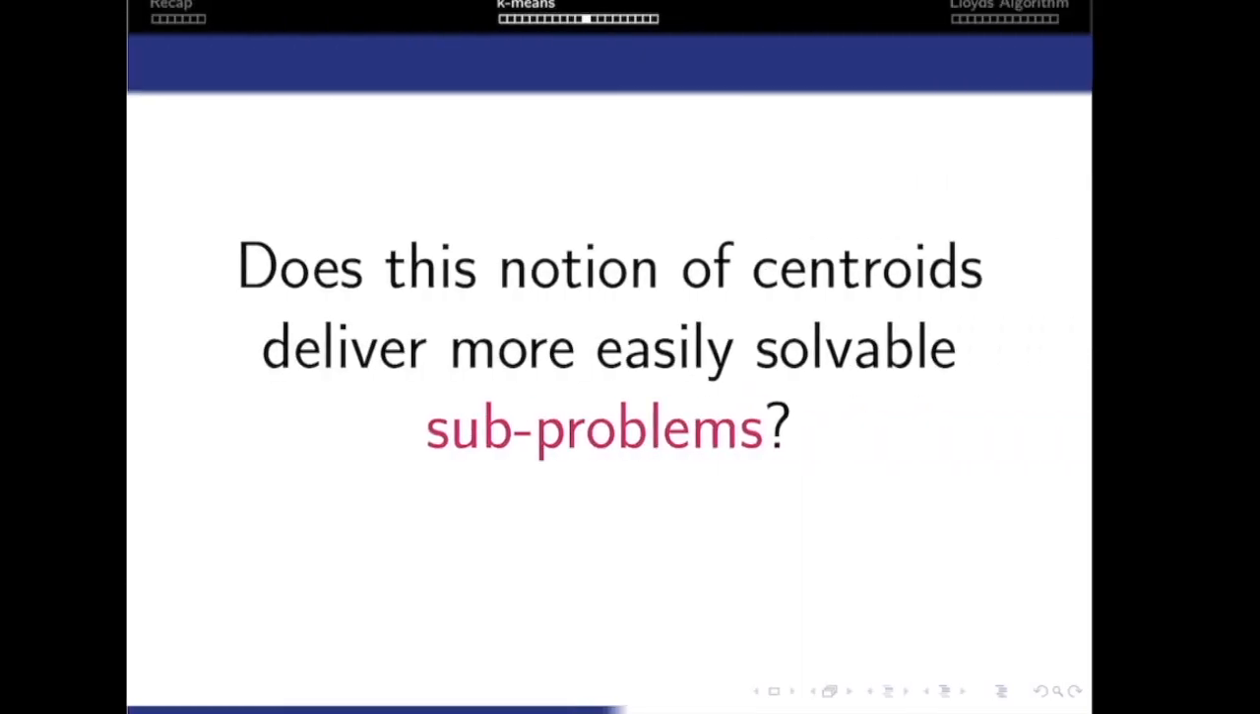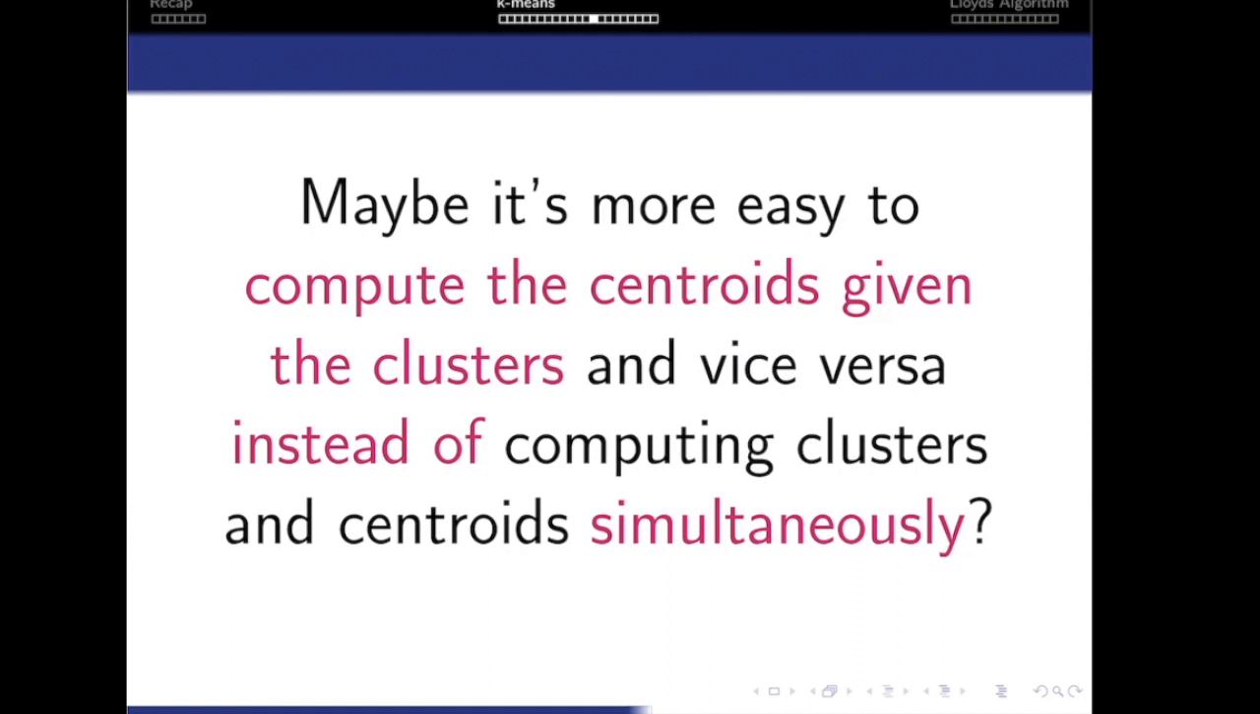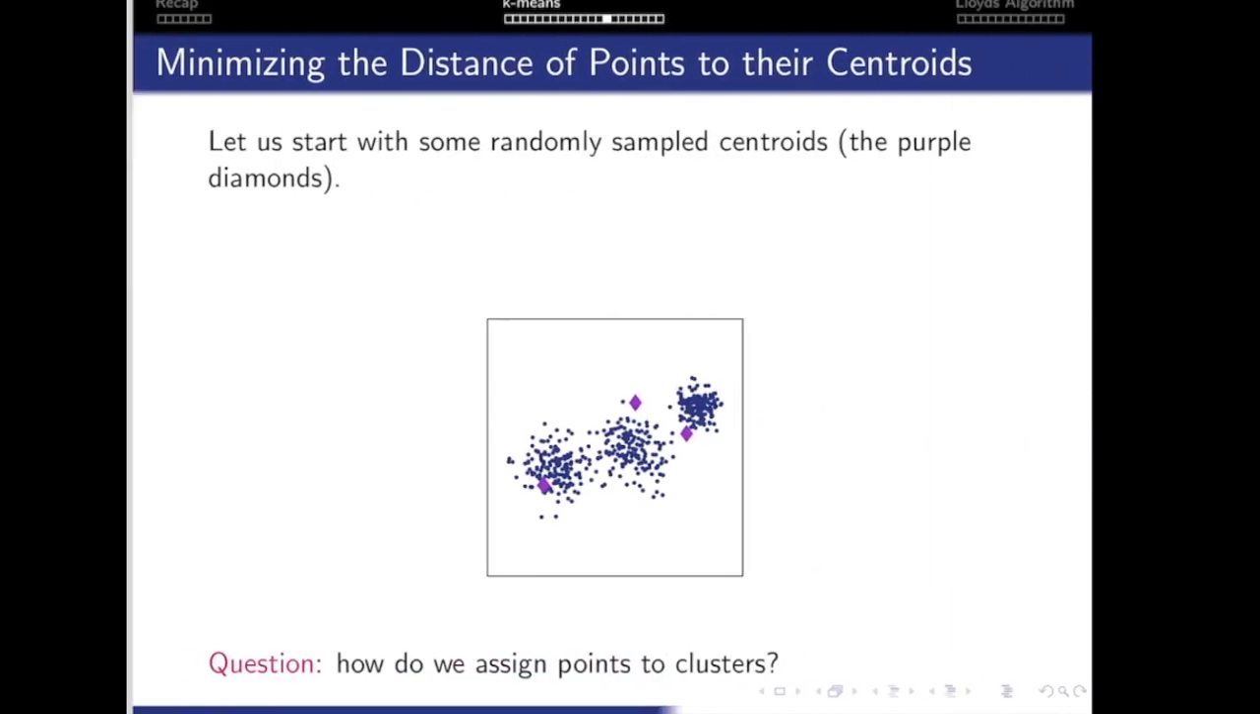Okay, does this notion of centroids now deliver more easily solvable subproblems? Maybe it's easier to compute the centroids given the clusters and vice versa, instead of computing clusters and centroids simultaneously. So the centroids are defined in our objective, right? We know how to calculate them, and we want to minimize the distance of points to their centroid. That also does not seem like a very difficult task.